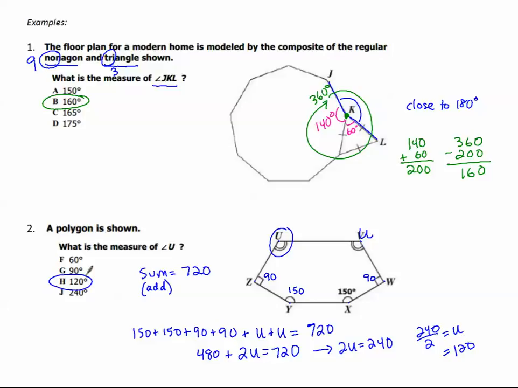So again, use some common sense. This is a very obtuse angle. So right off the bat, I could have said, I know it's not this and I know it's not this. And actually using a little bit more logic, this can't be greater than 180, so that wouldn't make sense either.